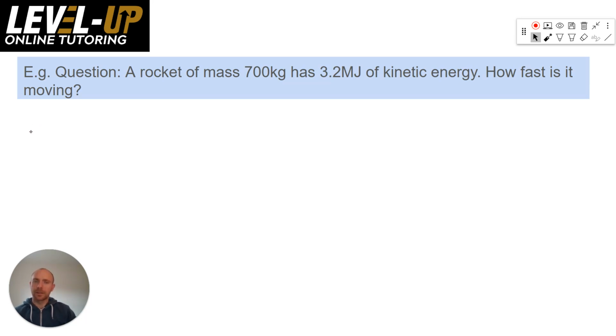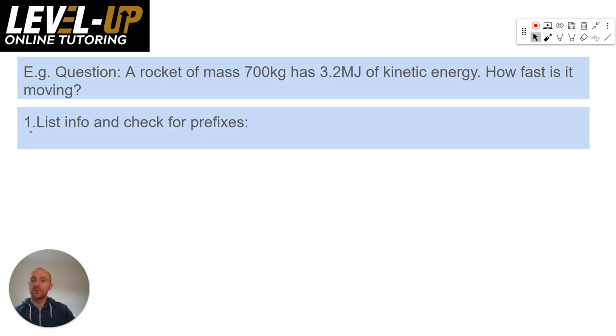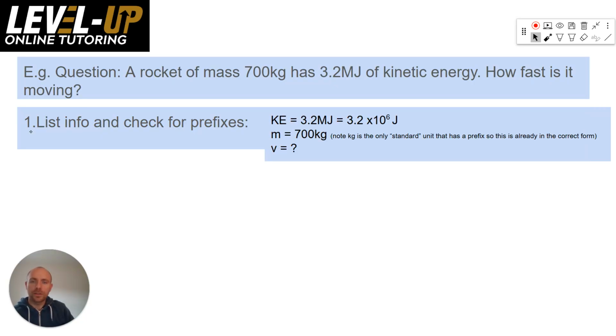So I'm not going to write this one down. I'm just going to show you the calculation. First of all, the process, looking for the prefixes. So we've got our kinetic energy is 3.2 megajoules. We immediately notice that it's megajoules and we convert it into joules. Our mass, which is given to us in the question, is 700 kilograms. Point worth noting here is that kilograms, although it's prefixed, all the formulae that you get will want mass in kilograms, not grams. It's the only one where the standard unit has a prefix. So we're going to keep that as 700.